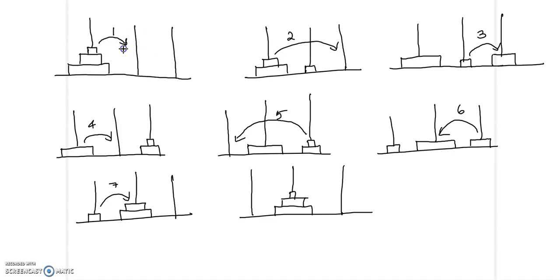So this is the first move. I am moving the smallest disk to the second peg. So this is what I am going to get. Now we have to completely move all the disks on this peg to a new peg. So obviously the next move will be to move this one. This disk will be moved to the third peg. So that is the second move.